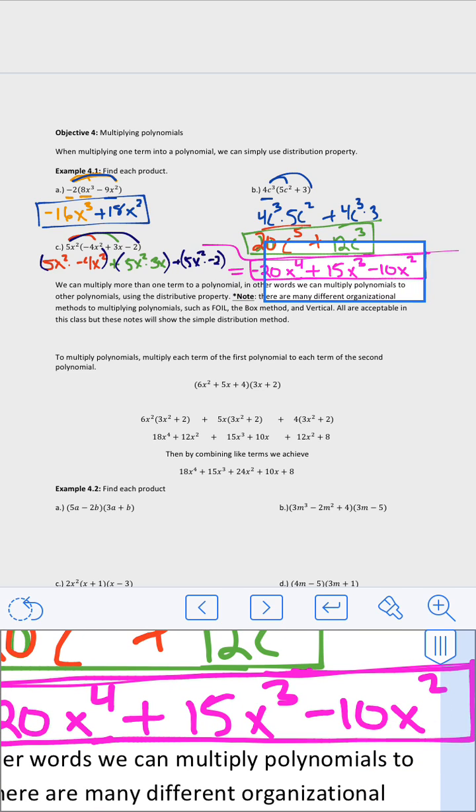Alright, hopefully you got the same thing. Just using the distribution property, right? Distributed in, multiplying monomials.